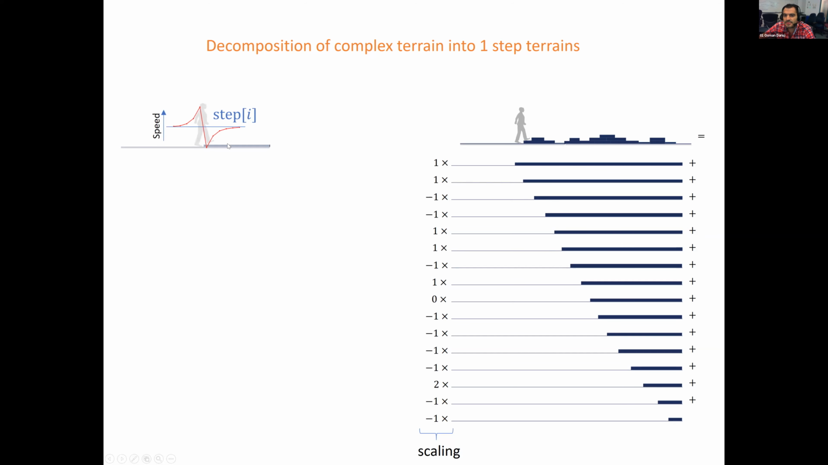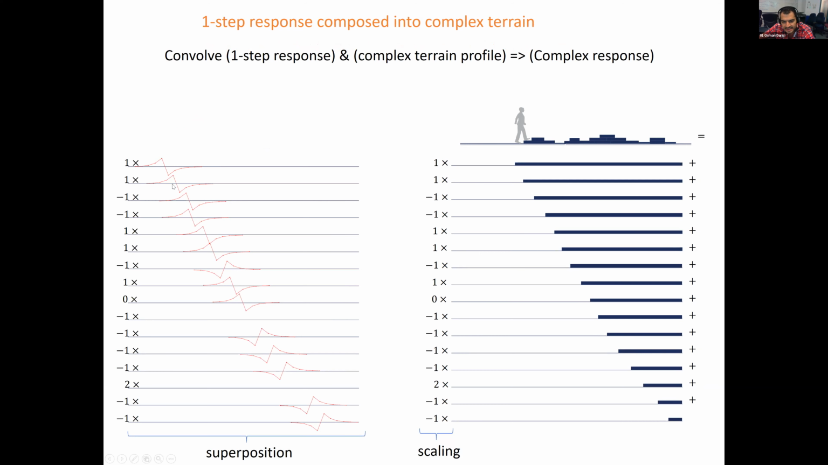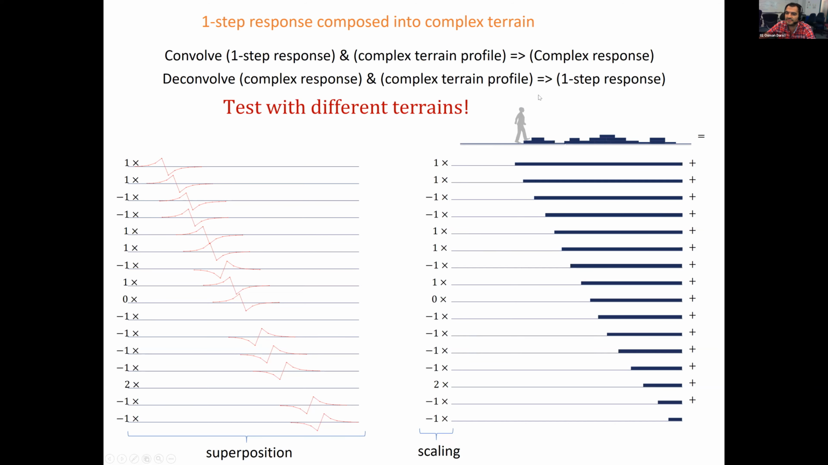And we know the one-step response of humans, or also the model, and we can use these one-step responses for each step, each terrain height of the complex terrain. We can scale them with the terrain info and then shift them in time. And if we superpose these responses, it should generate a complex trajectory for us. Basically, what we are doing is convolving one-step responses with the complex terrain profile to get the complex response. And if this idea is true, we can go the opposite way. We can deconvolve a complex speed response and then find the one-step response. We will test this idea with different terrains.